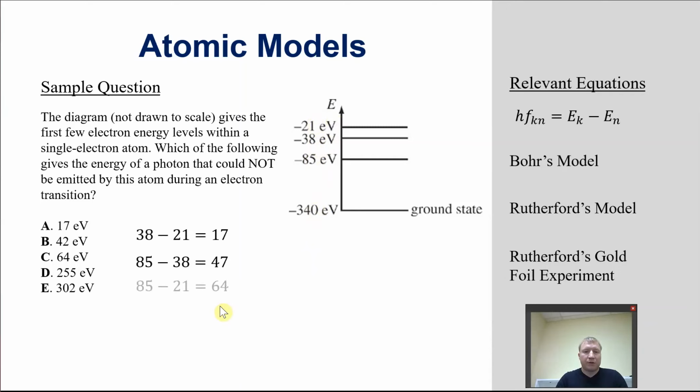So if you look at it, we have a bunch of ways to emit the photon, and if you scan through, you will see that 42 doesn't appear in here. 302, 255, 64, and 17 all appear, but 42 is not right because it should be 47. So this means that a photon cannot have energy of 42 electron volts.